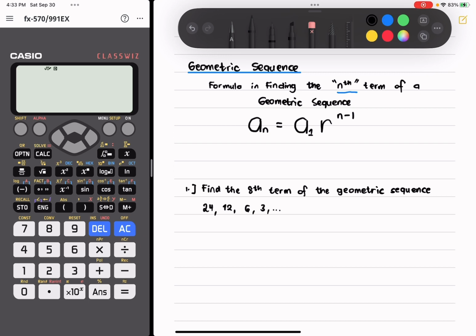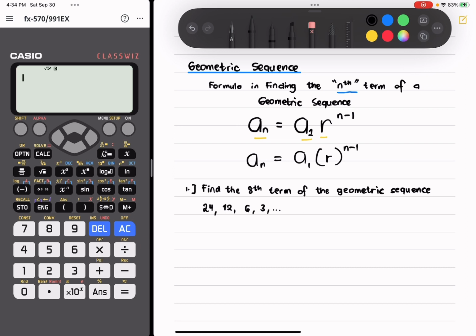So, ito yung ating formula. We have A sub n is equal to A sub 1 multiply to R, R is the common ratio, raised to n minus 1. Okay? So, pwede rin nating isulat itong formula na to using the grouping symbol. We have A sub n equals A sub 1 multiply R raised to n minus 1.